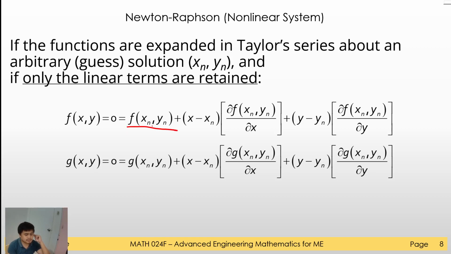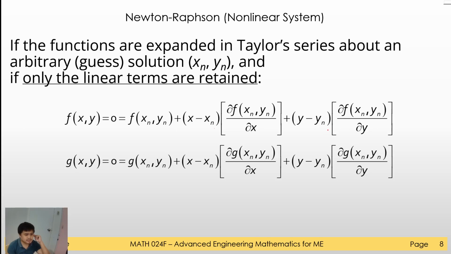So the first term is just the function itself at the center. And then we have the difference from the center, times the partial derivative of the function with respect to x. And plus we have the difference in y, the other unknown, times the derivative of the function with respect to y.